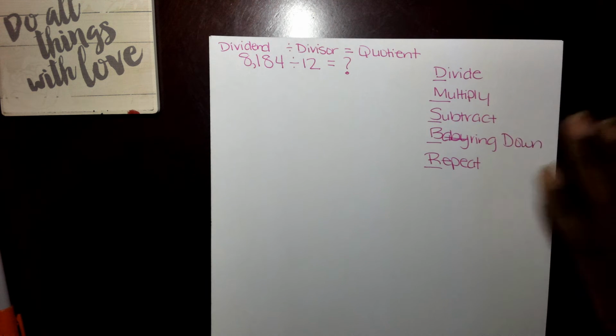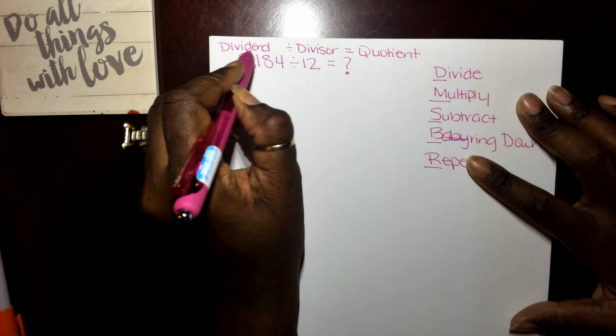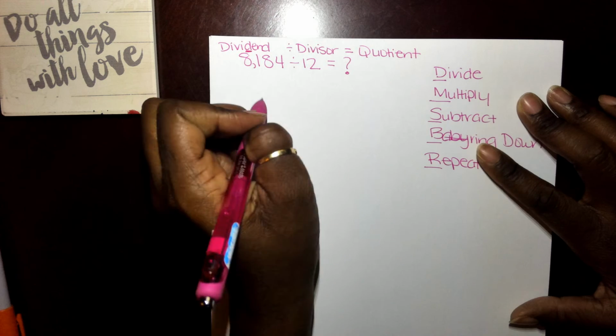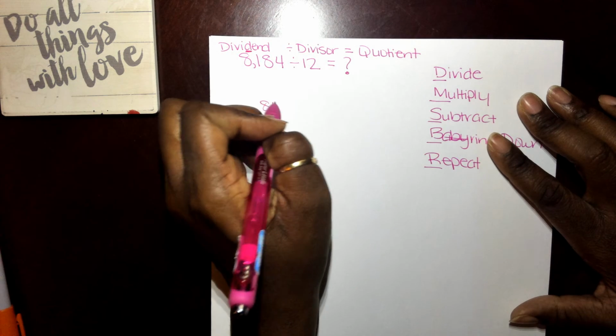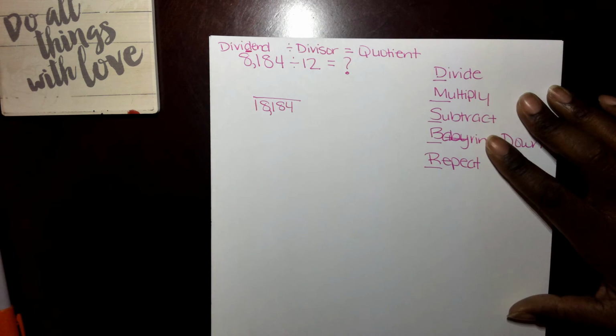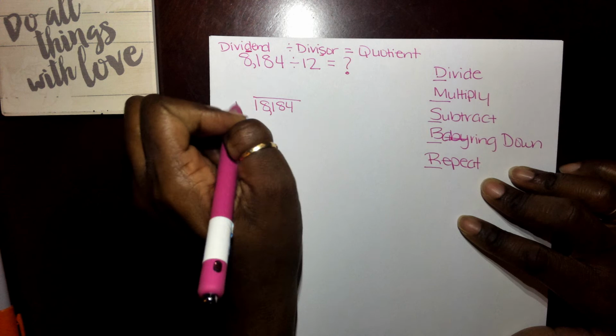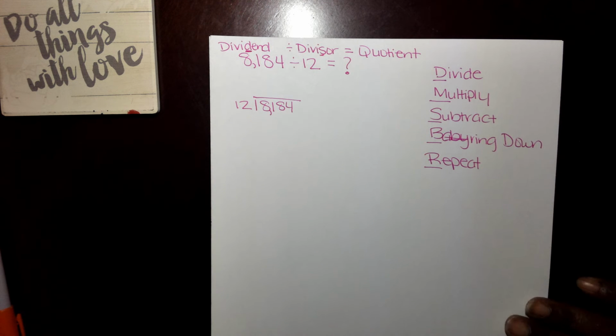All right, so let's set our problem up. Remember our dividend goes in, so that's 8,184 inside. And then our divisor goes outside, so we have 12 on the outside. All right, and now we're ready to begin.